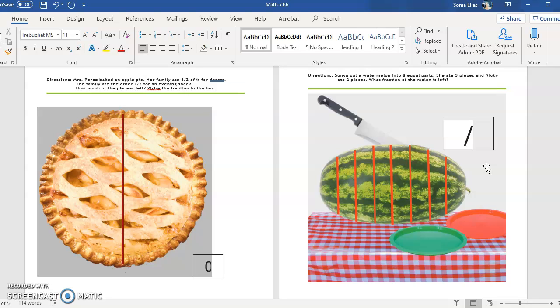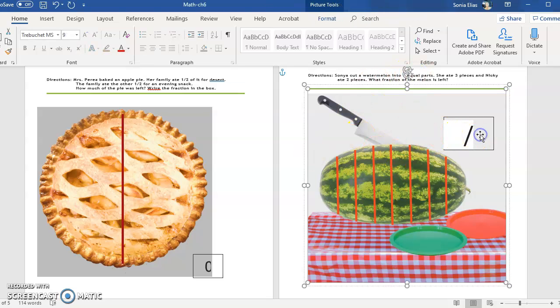Okay. Sonia cut a watermelon into 8 equal parts. You see? 1, 2, 3, 4, 5, 6, 7, 8. She ate 3 pieces, and Nikki ate 2 pieces. What fraction of the melon is left? Okay, first of all, how many pieces is it? 8. So remember, it is 8 on this part. So it's going to be 8.